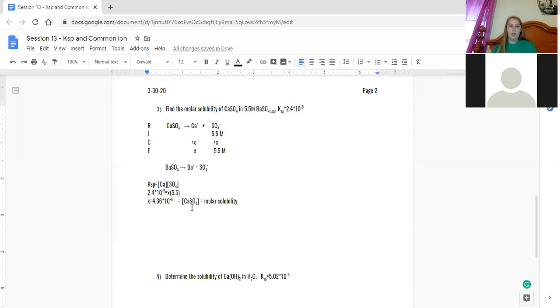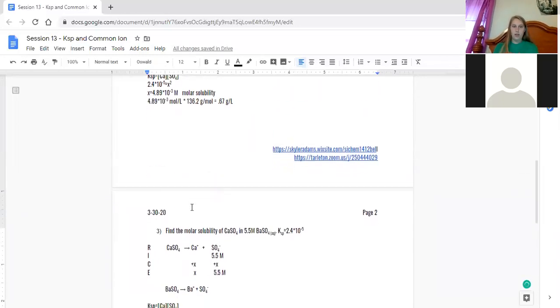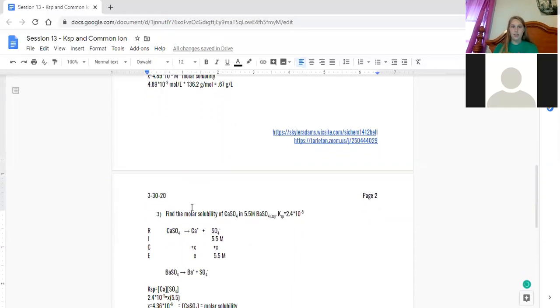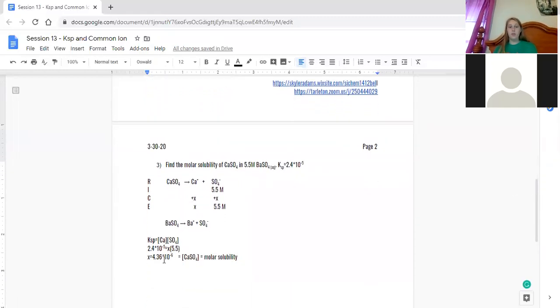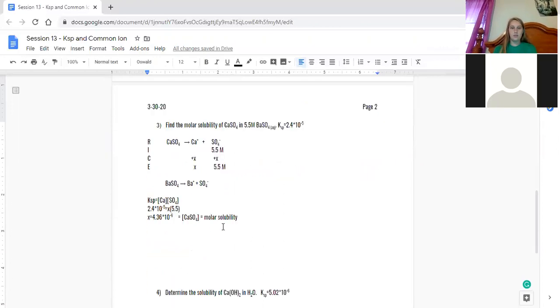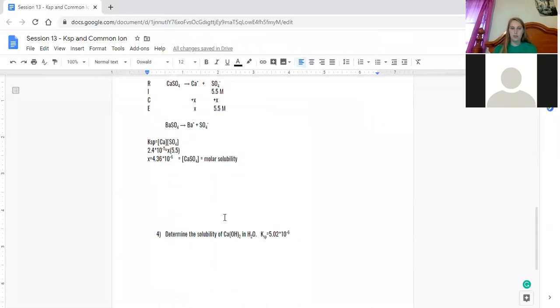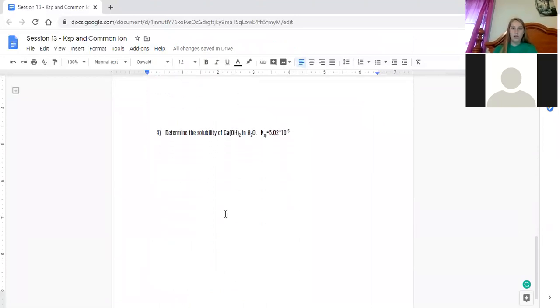So now, if we compare this one to the one we have up here, what we had was 4.89 times 10 to the negative 3, this time we have 4.36 times 10 to the negative 6. You can see how much smaller that got, just because we had a common ion in here, and that's what made that happen, because we were doing the molar solubility of CaSO4 both times, just with that common ion the second time. Here's our last question for today.